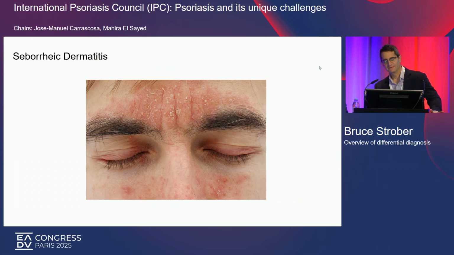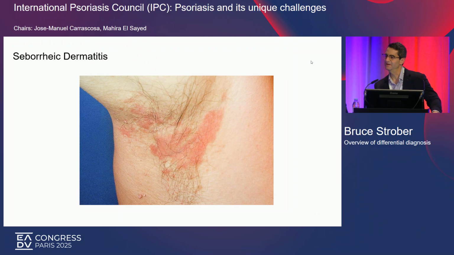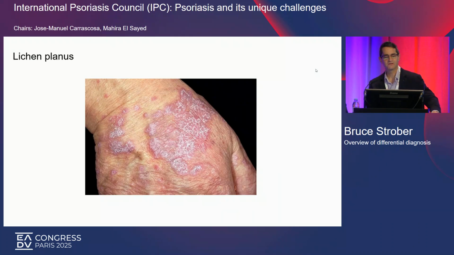But the symmetry of it on the face, the eyebrow involvement, the nasolabial folds points to this diagnosis. And also it can be in the axillary areas as well. It could be on the chest. This could be inverse psoriasis in some instances, but you have to consider seborrheic dermatitis.